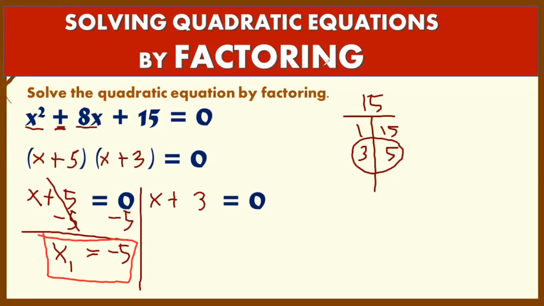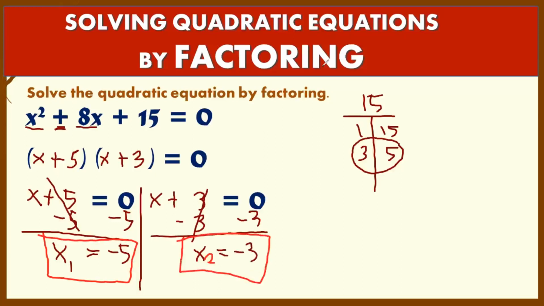We do the same thing on our second binomial, which is x plus 3 equal to 0. So you move positive 3, it will become minus 3 on both sides. So you have 3 minus 3 is 0. What's left on the left side is x, that is equal to negative 3. Therefore, our solutions for the quadratic equation x squared plus 8x plus 15 equals 0 are x sub 1 negative 5, x sub 2 negative 3.